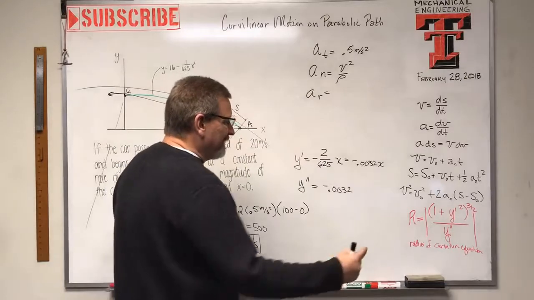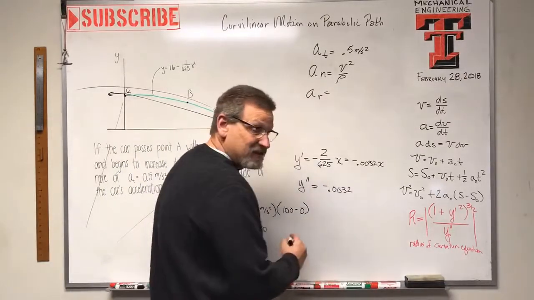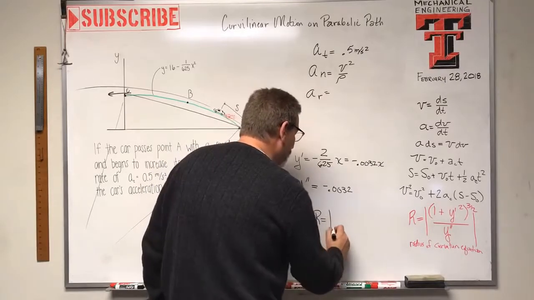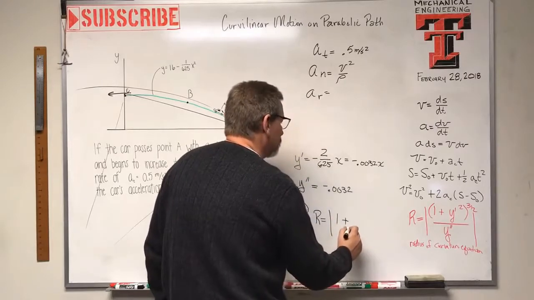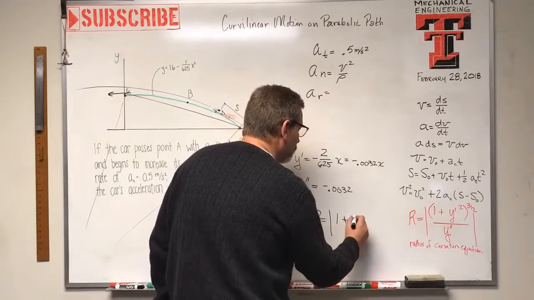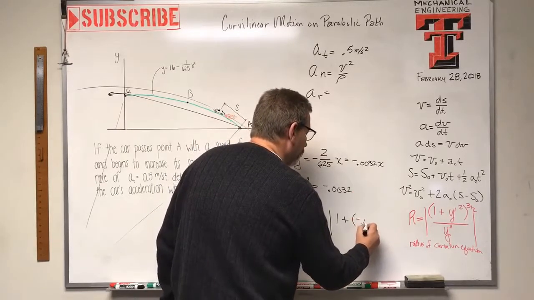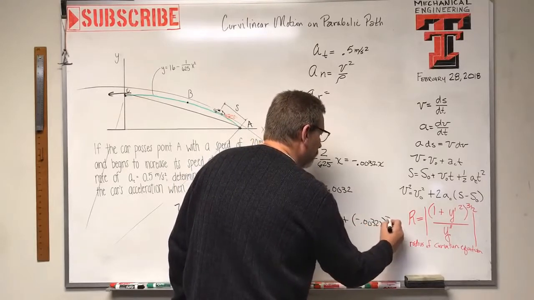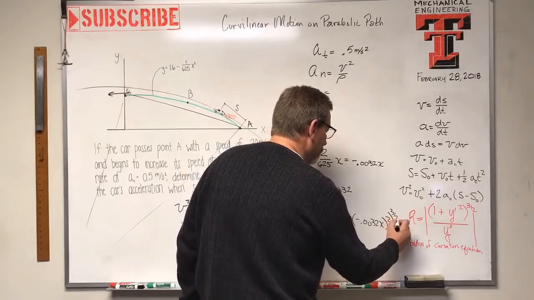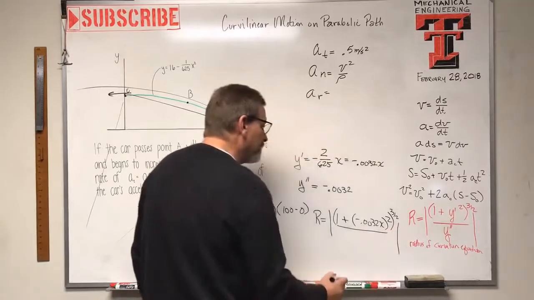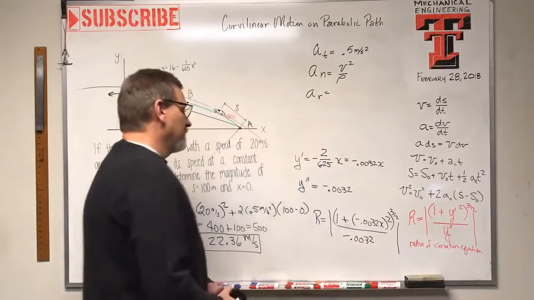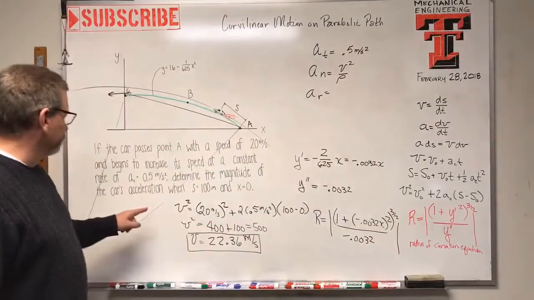Okay, let's plug that into this equation here and see what we get for r, our radius of curvature, which we're going to call rho. So r is equal to the absolute value of 1 plus negative 0.0032x, all squared, and then that whole thing is to the 3/2, divided by y double prime, which is just negative 0.0032. Now, what is x for this problem?